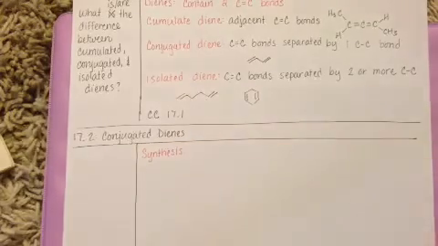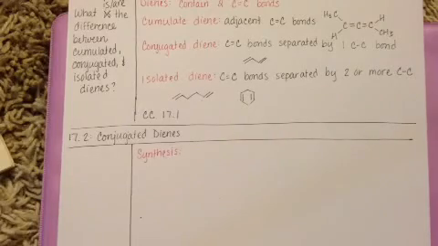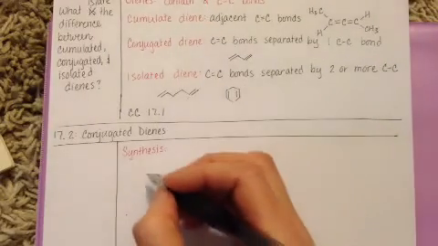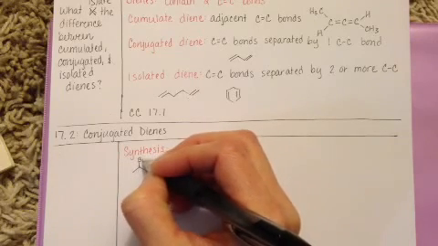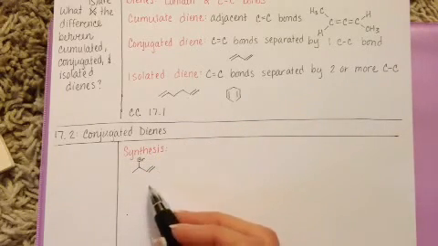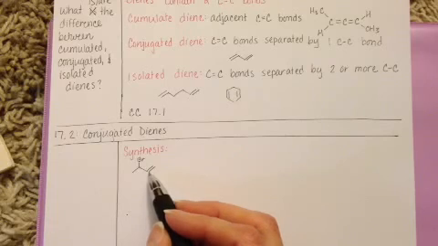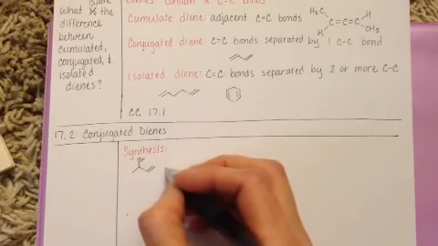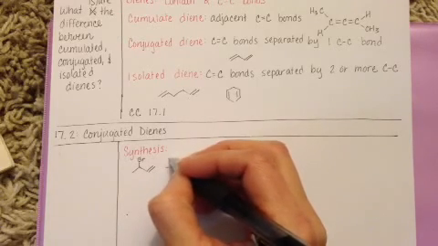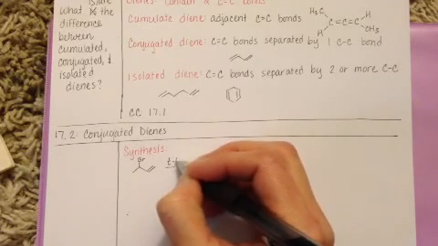Synthesizing a conjugated diene isn't any trickier than synthesizing a regular alkene. You can synthesize a conjugated diene if you have a molecule that has an alkene already present and then a good leaving group. You could do an elimination reaction.